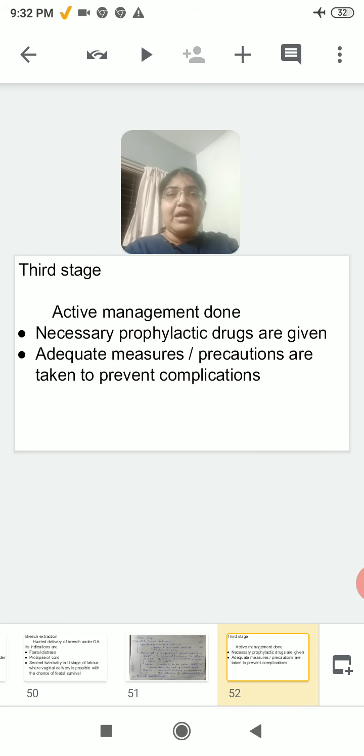And the last is the third stage. Active management should be done. Necessary prophylactic drugs are given. Most importantly, you should give the anti-hemorrhagic drug to avoid postpartum hemorrhage. Adequate measures or precautions are taken to prevent complications, and the major complication is postpartum hemorrhage, so you have to pay attention to prevent it.